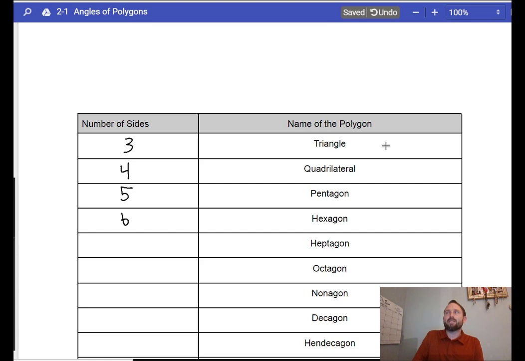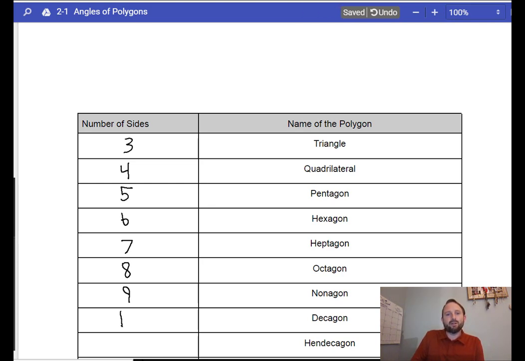Heptagon, it's like sept a little bit. 1, 2, 3, 4, 5, 6, 7. Or 1, 2, 3, 4, 5, 6, 7, sept. That's 7, sept. Now octagon, octopus, that's 8. A nonagon, that's 9. A decagon, that's 10.